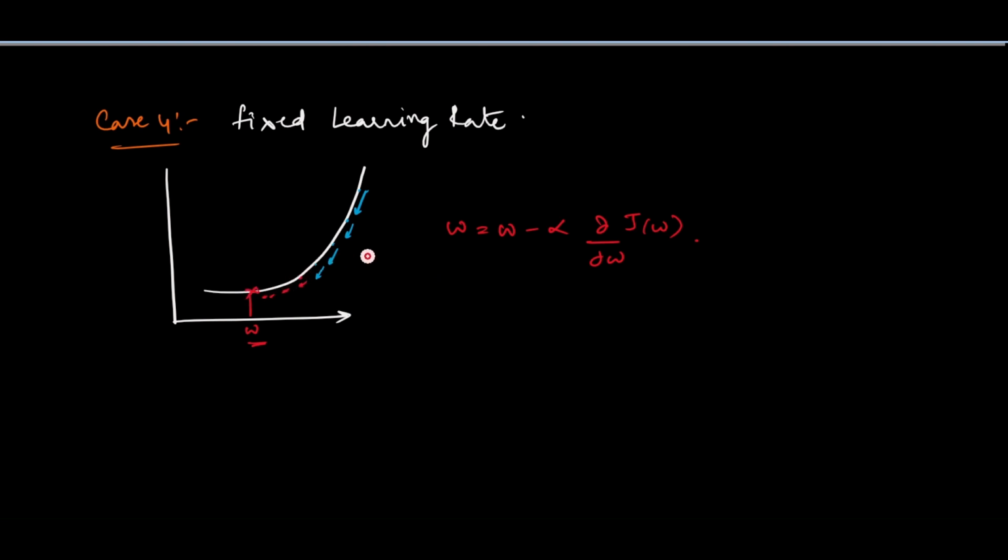So this is how we can wind up gradient descent.